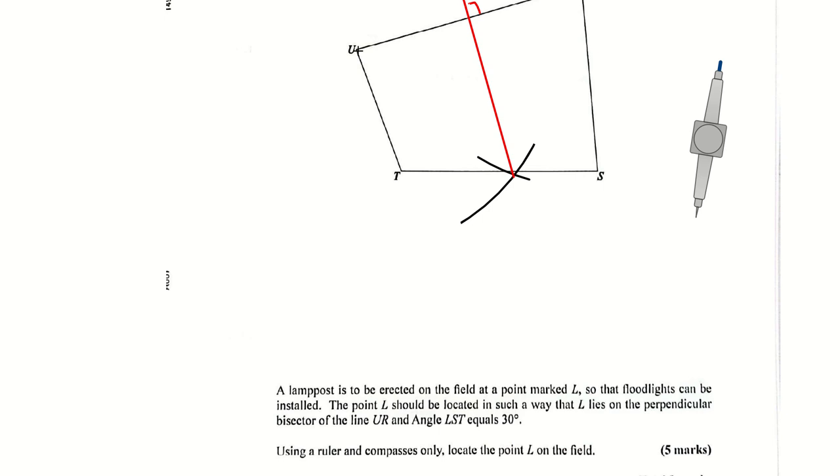Okay, let's just look at this again. They said point L is on your perpendicular bisector, which is this red line here. And then they said that angle LST is 30. So at S, you are making a 30 degrees angle, right? Because it's LST. So now, first things first, to make it 30 degrees, you put the pointy part of your compass on S, right? Because that is where your angle is going to be.